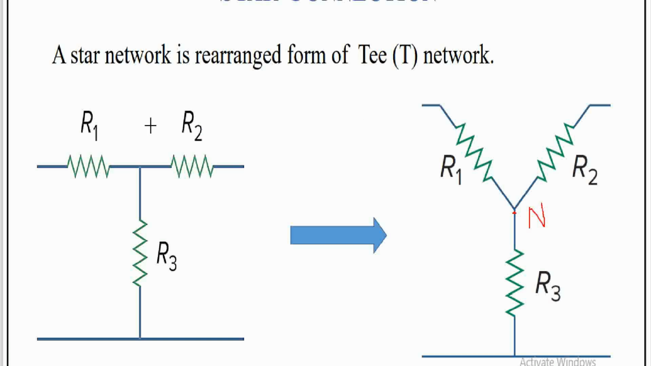Star connection is also known as T network. If you observe, this is like a T. How do we write T? This is your T. So the star connection is also called T connection, and star connection is also called Y connection. The left side resembles a T shape and the right side resembles a Y shape. Names for star connection are T connection or Y connection.